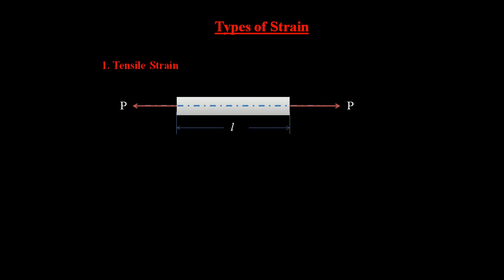So initially I am assuming the length of the body as L, and after the application of the force or load P, the extension has taken place like this, and this change in dimension, that is extension, happened to the body, I am assuming as DL, that is the change in length or increase in length. So these are the changes that happened due to the tensile force we have applied, and we can find the tensile strain with the help of the definition we can give to the tensile strain.